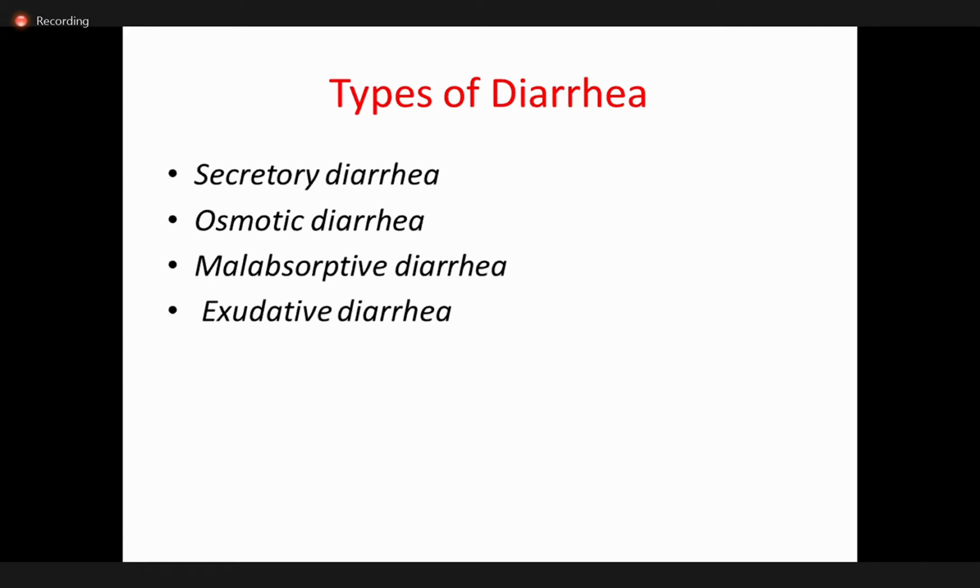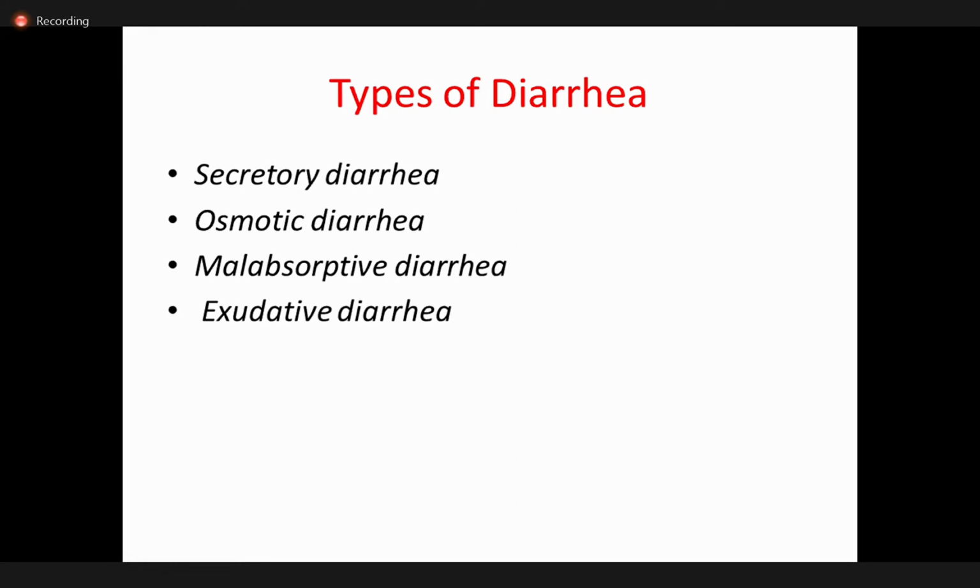And there are lots of agents which cause secretory diarrhea, like certain hormones, like vasoactive intestinal peptides, certain metals, certain drugs, especially those taken for asthma and cardiac problems, and some laxatives. So this is how secretory diarrhea starts.